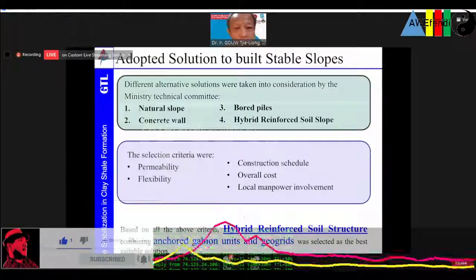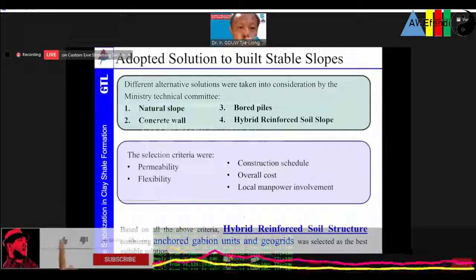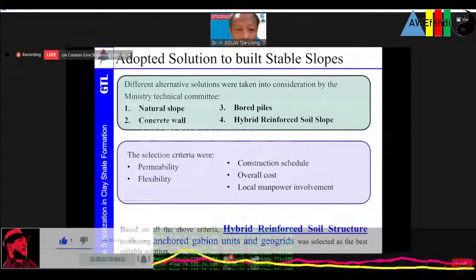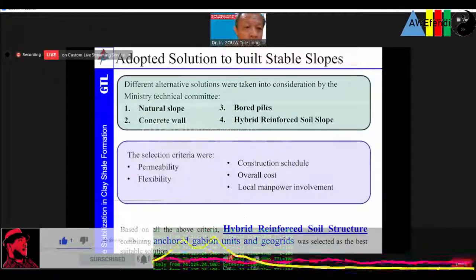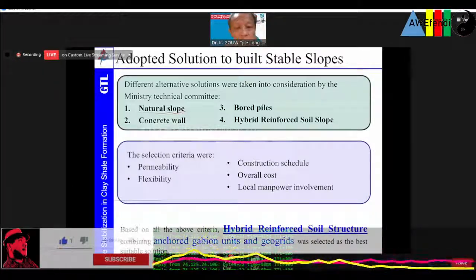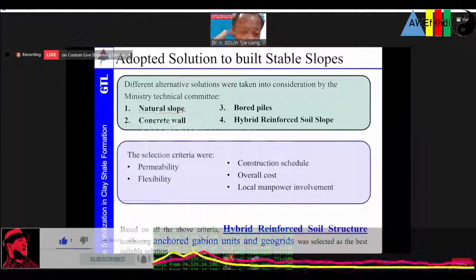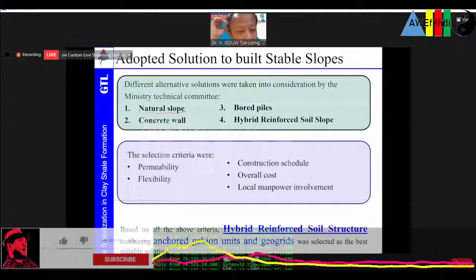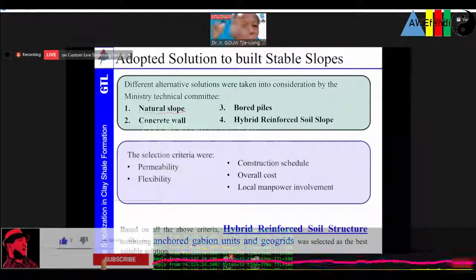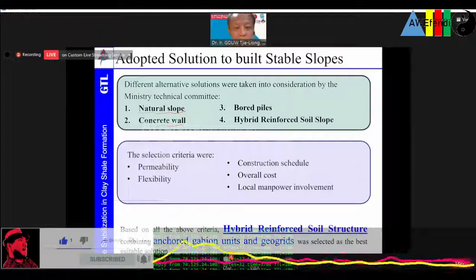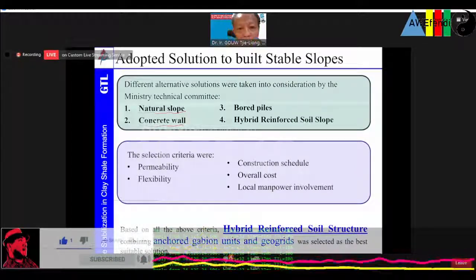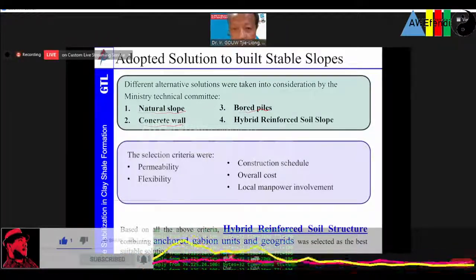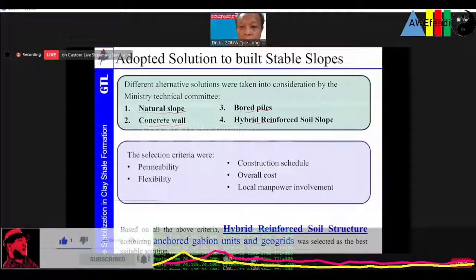We considered different alternative solutions as required by the Ministry Technical Committee of this airport. One, whether we can do it with a natural slope, an open cut and backfill without any reinforcement. Second, whether we can use a concrete wall and bore pile, a continuous bore pile retaining wall probably, and the hybrid reinforced soil slope.